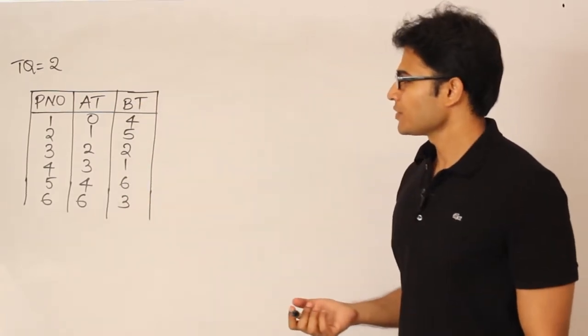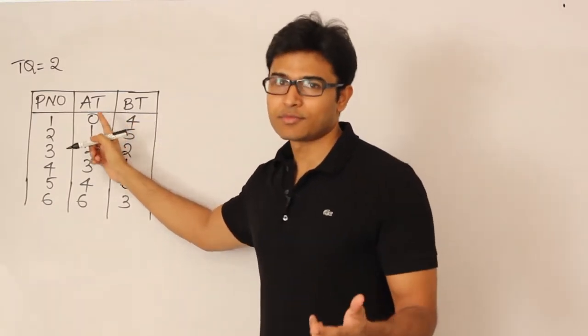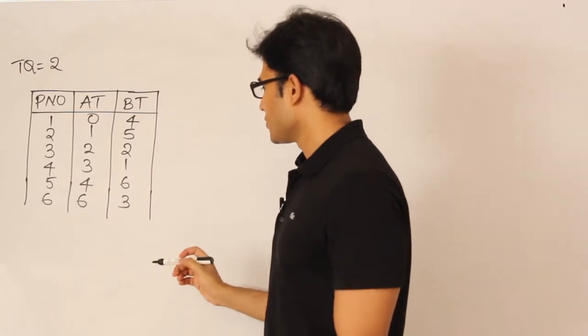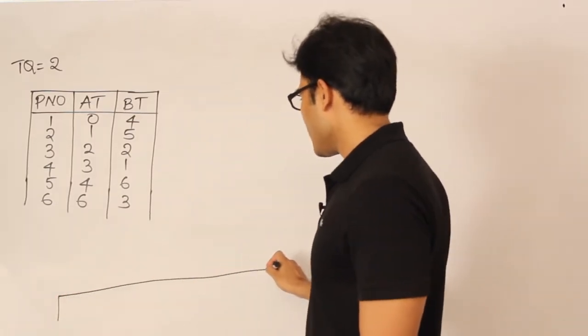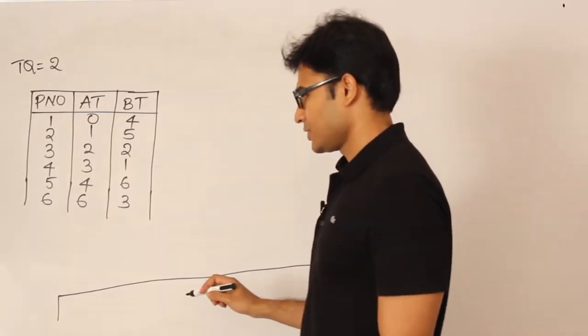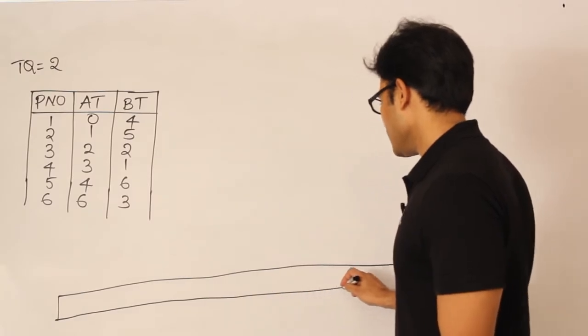Now what is the first process which has arrived? The first process which arrived is at time 0, right? Therefore, I am going to write it like this. Now this is the Gantt chart. I am going to maintain the Gantt chart throughout, and along with the Gantt chart I will even maintain the queue.